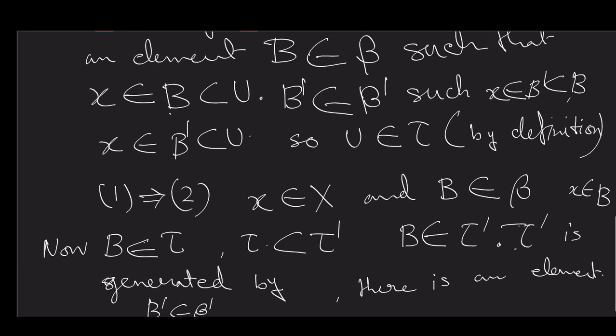Sometimes while pronouncing I make mistakes, like "tau is generated by beta dash," I write it as b dash. But don't get confused: do remember the set beta or beta dash are the basis, and capital B are the elements. So the set beta has the power to generate.